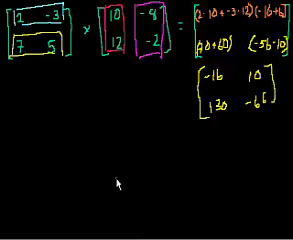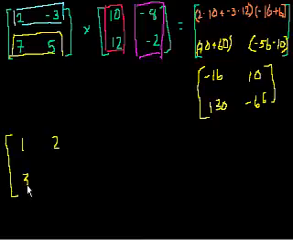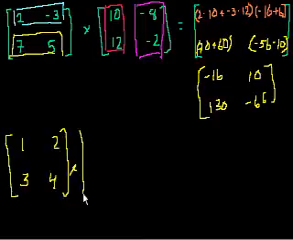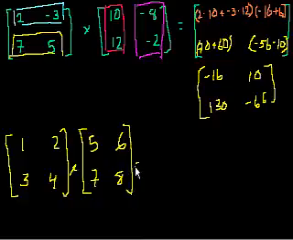Let me do another example. And actually, I'm going to squeeze it on this side so that we can write this side out a little bit more neatly. So let's take the matrix 1, 2, 3, 4 times the matrix 5, 6, 7, 8. And now we have much more space to work with, so this should come out neater.